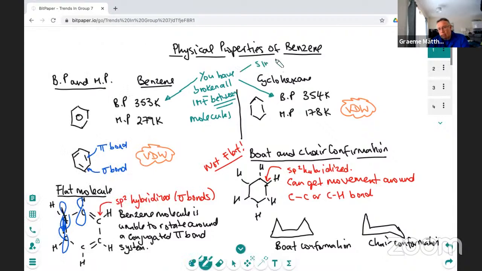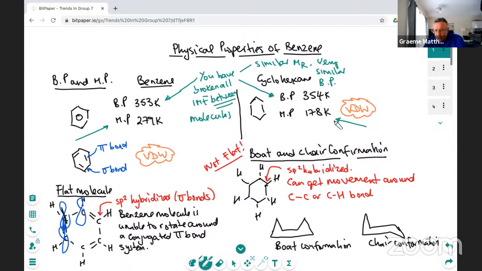You have similar mass of the molecule, and so therefore you have very similar boiling points, right? So the boiling point one was easy to explain, right? The one that's a little bit more tricky is the melting point. If you look at the melting point, you go, hold on a minute. Why is the melting point on this side 279? And why is the melting point on this side 178?